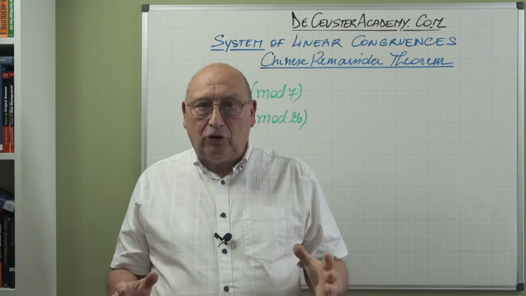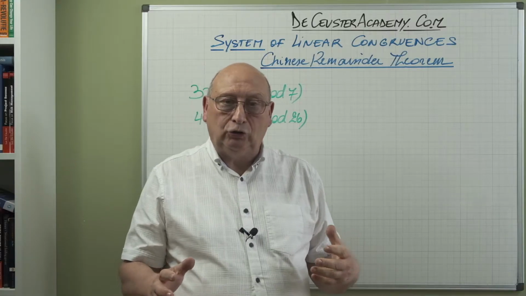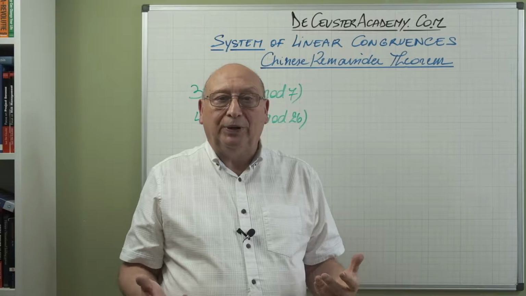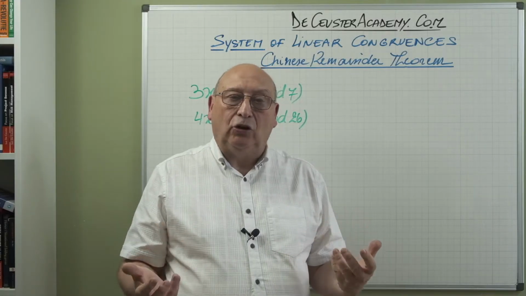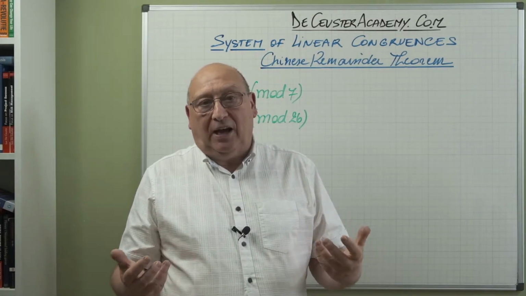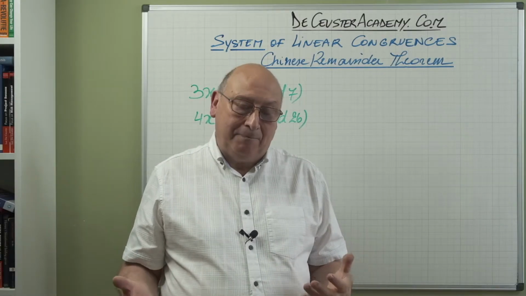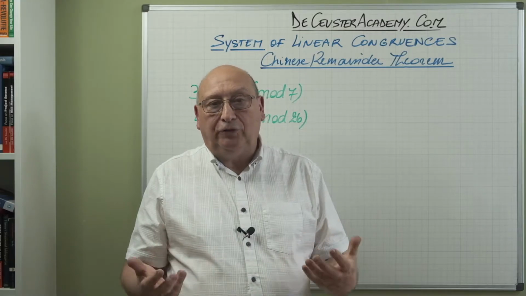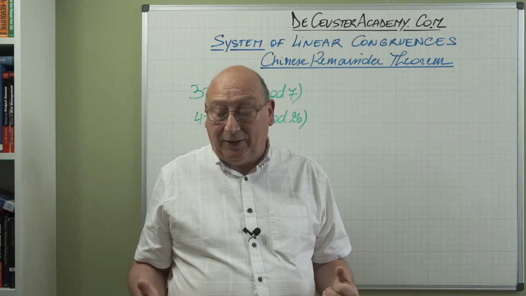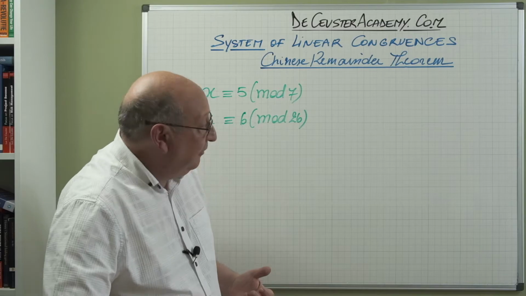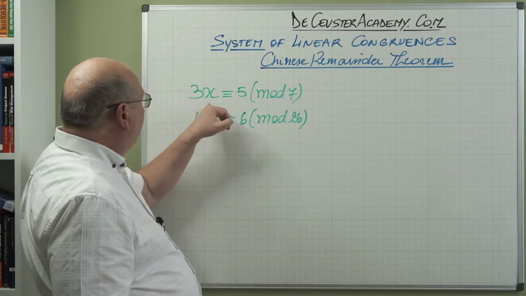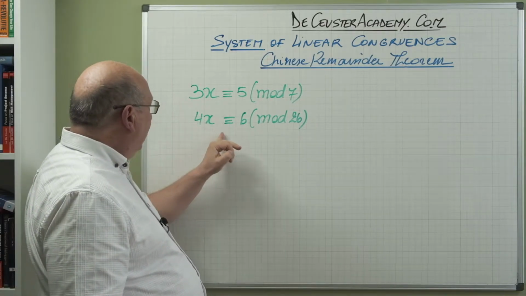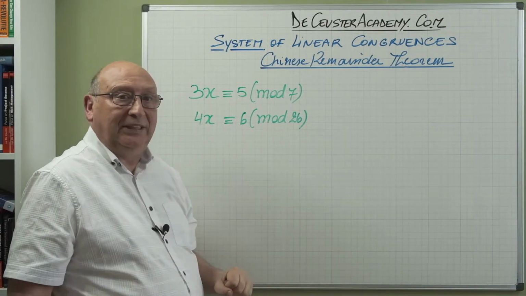In the previous videos, we looked at the classical approach to the Chinese Remainder Theorem, and we had linear congruences of the form x is congruent b_i modulus m_i. And the coefficient of x was equal to 1. In this exercise, we have it a little bit different. We have 3x is congruent 5 modulus 7, and 4x is congruent with 6 modulus 26.